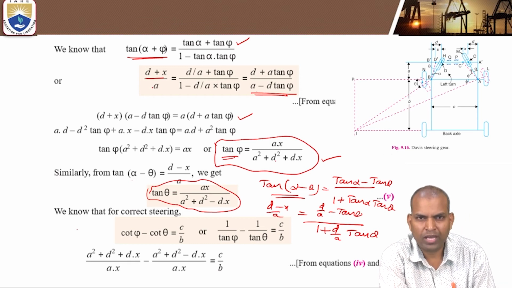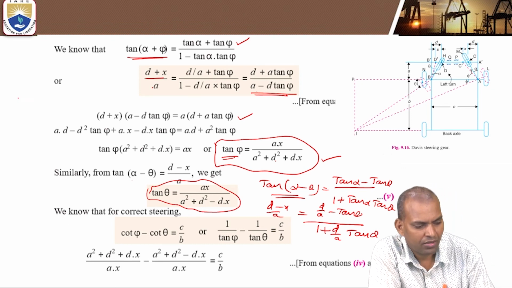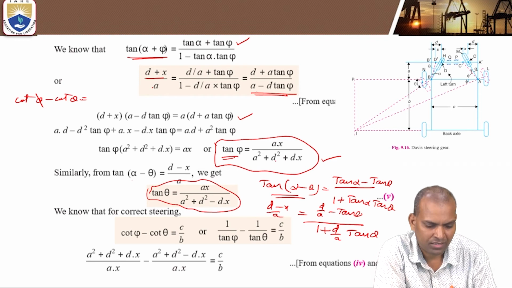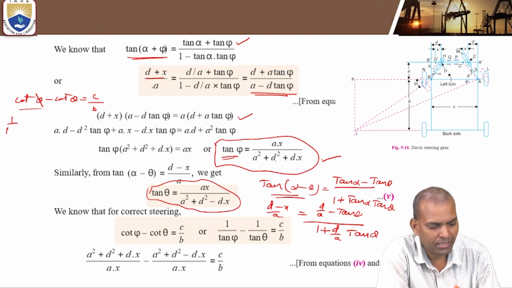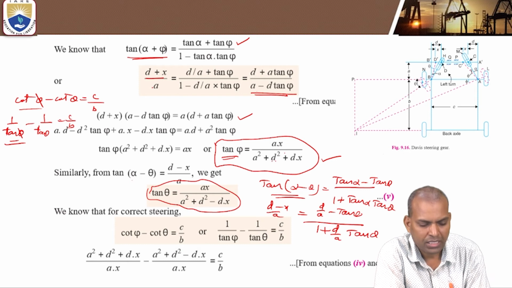Why are we finding all these values? Because we are going to substitute. We know the condition for correct steering. What is that? Cot phi minus cot theta equals W by L. What is the W here? It is C. What is the L here? It is B. C by B. In place of cot phi, it is 1 by tan phi minus 1 by tan theta, and that equals C by B. What is tan phi? Just now we achieved tan phi equals ax by a square plus d square plus dx. What is tan theta? Ax by a square plus d square minus dx.